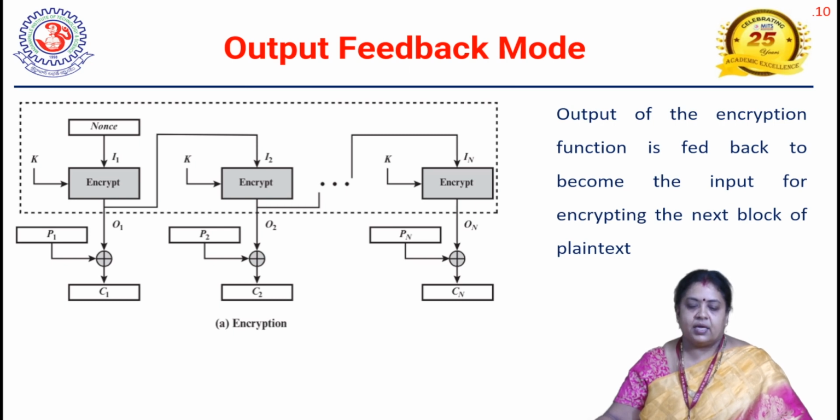Here we are going to take the initialization vector. The initialization vector is the input to the encryption process by using the key. Then we are going to get the output. That output has to be XORed with the plain text block segment. But here, the output is fed to the next block before it is XORed. That is the difference between the previous mode and this mode. That is the encryption process.